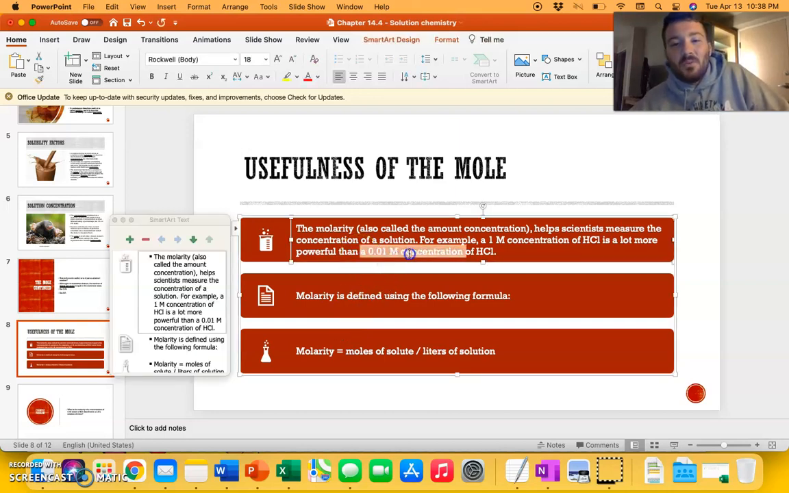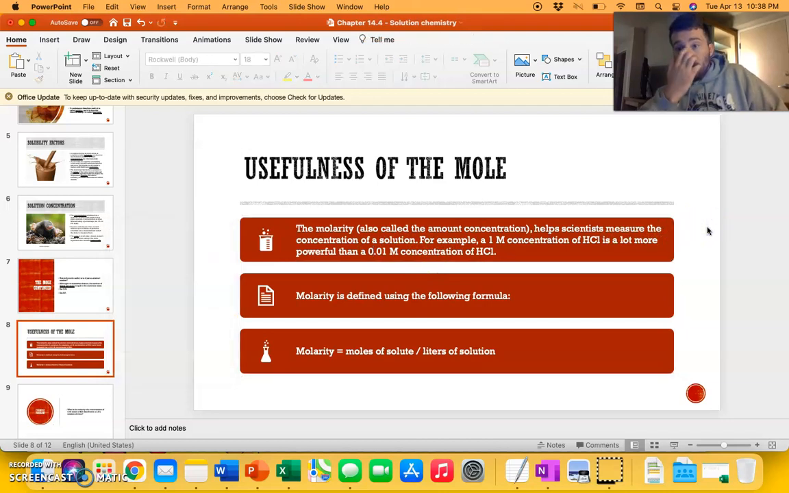This would be mostly water, as it's not very concentrated. This would be mostly hydrochloric acid, as it's a lot more concentrated. In fact, 100 times more concentrated than this certain portion of HCl here. And this is useful because everything comes in a concentration, right?